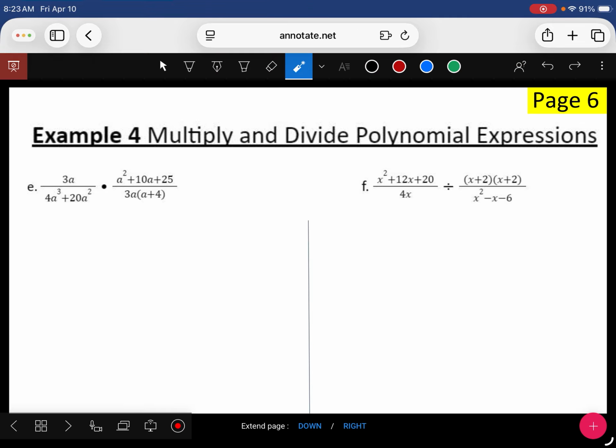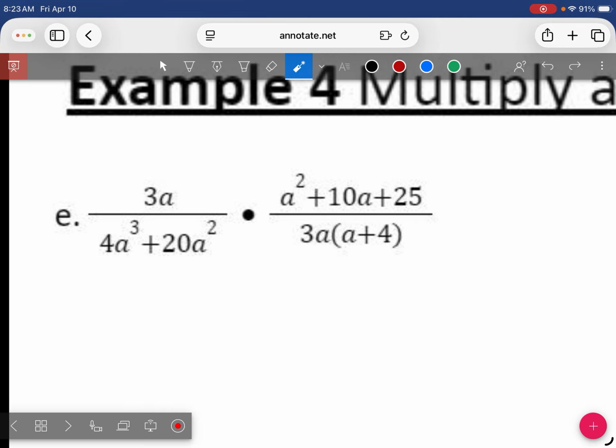All right, let's look at question E. Do I need to do a keep, change, flip? All right, let's start factoring. There is nothing I can do with 3a. So that's going to stay the same. Okay, this actually has a GCF of a number and a variable. Let's start with the number. What's the biggest number that we can divide into 4 and 20? 4.